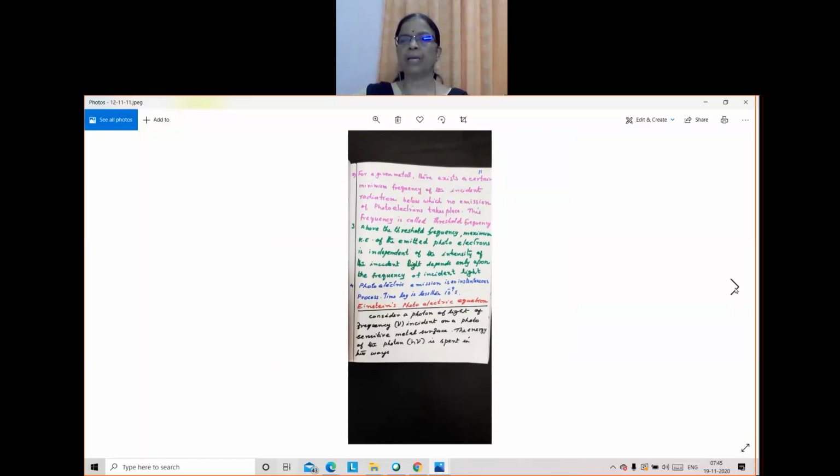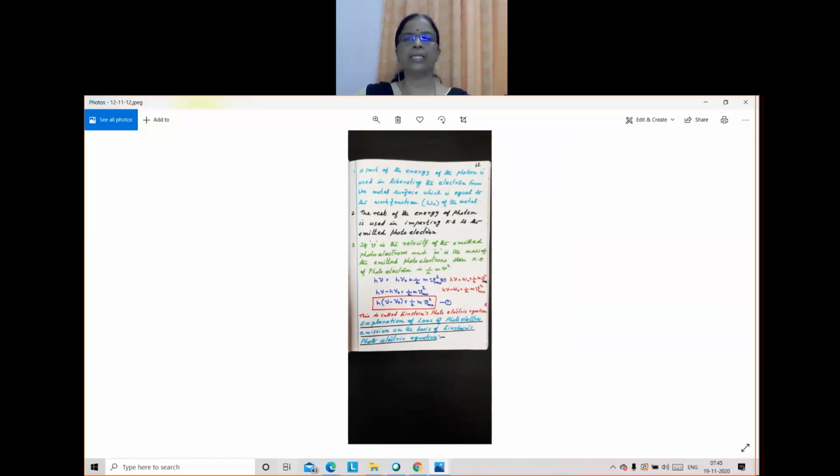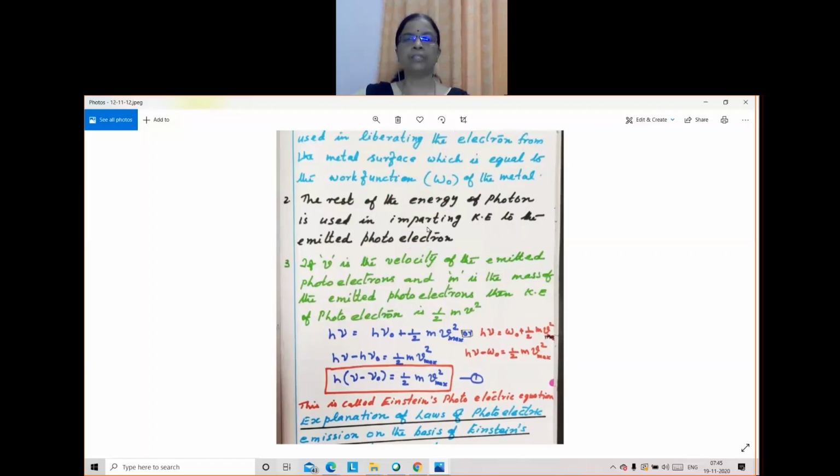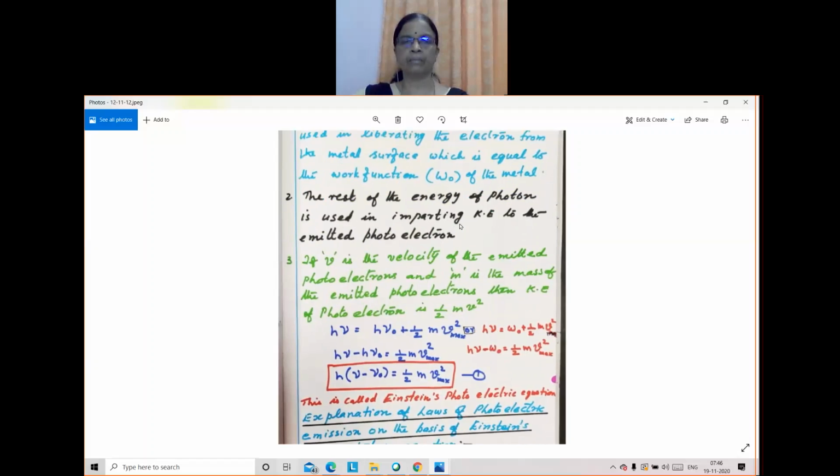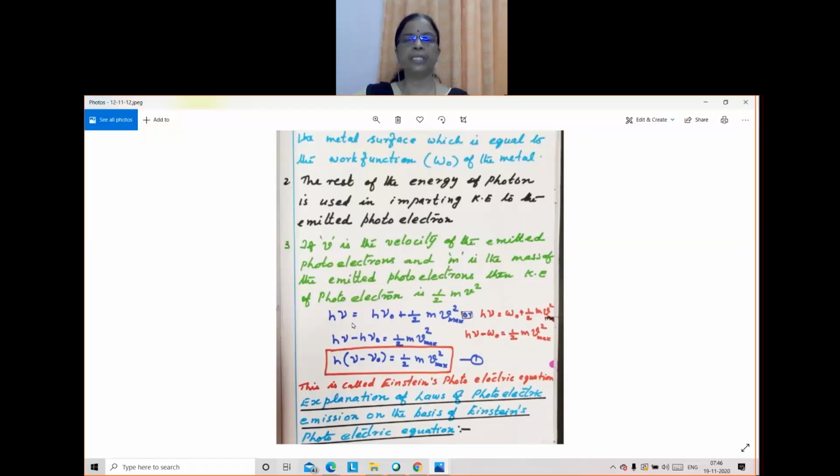Some part of the energy is utilized for ejecting the electron. The rest of the energy is utilized for giving kinetic energy to the electron. That is what we said earlier. So h nu is utilized for 2 purposes. h nu 0 is the work function of the metal, the threshold energy of the radiation.